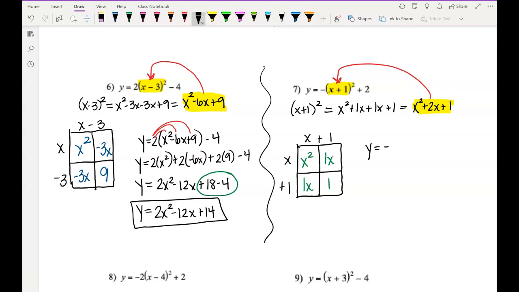So y equals negative times the quantity x squared plus 2x plus 1 and then plus 2. You have to be cautious here. That negative outside the parentheses, that's like saying we have a negative 1 out here. So we do have to make sure and distribute that through to each term in the parentheses. So y equals negative 1 times x squared plus negative 1 times 2x plus negative 1 times 1 and then plus 2.